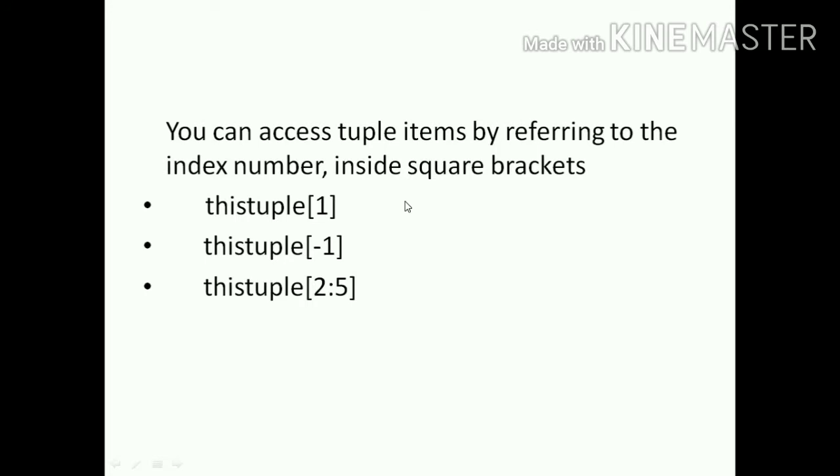You can access a single item from the tuple by referring to the index number. Like this, tuple of 1 will return the item with index 1. Tuple of -1 will return the last item, that is negative indexing, as we studied in the list. If you have not watched the video on list, I'll give the link in the description box below. You can go and watch it.